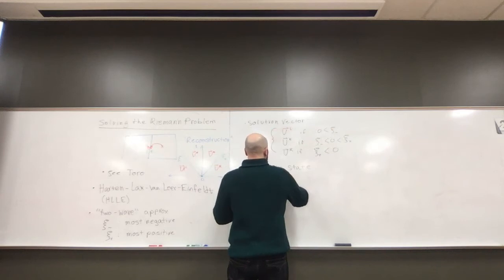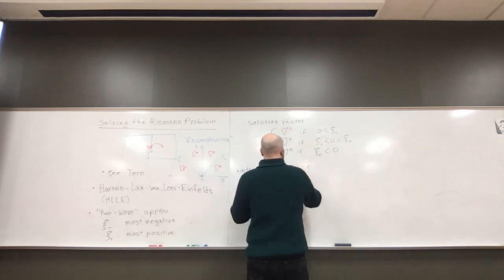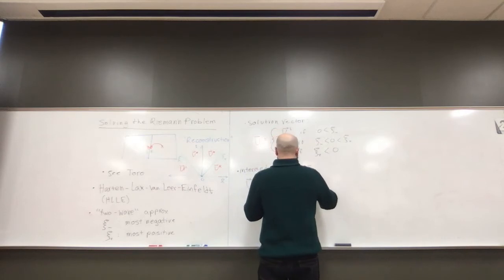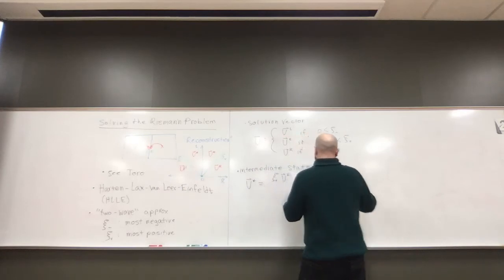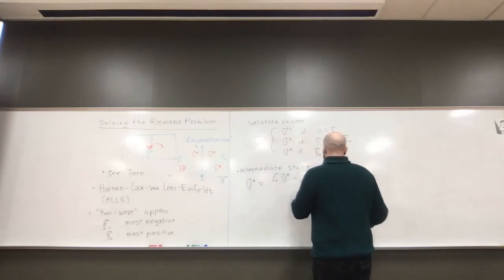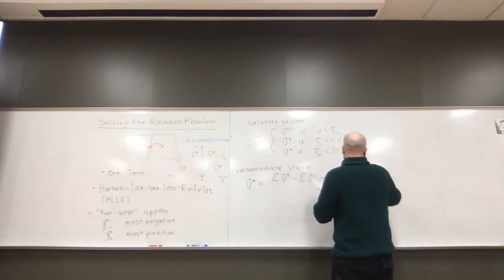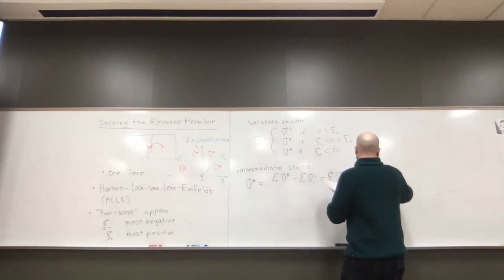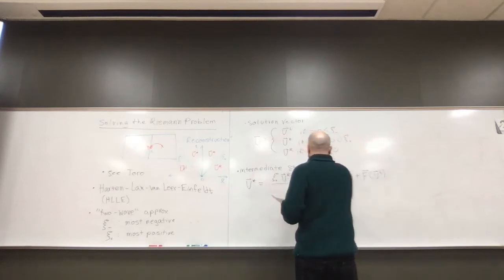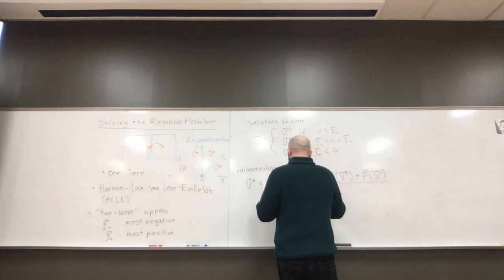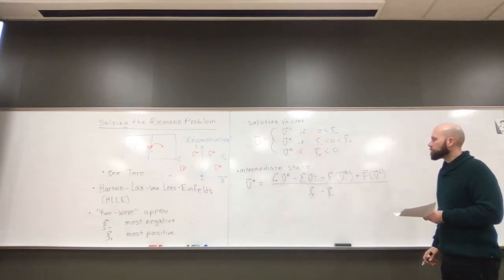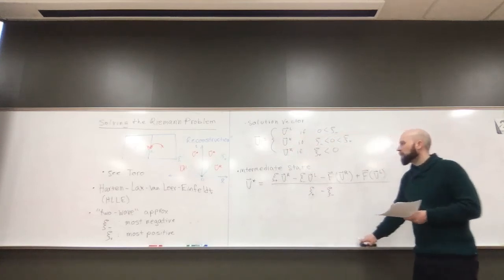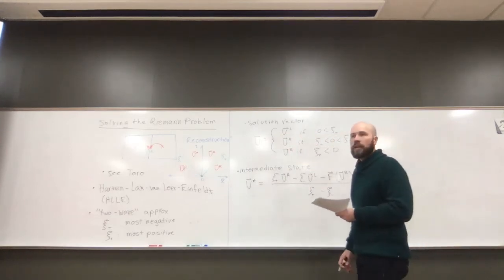Okay, so U star is equal to ξ plus U right minus ξ minus U left minus the flux operated on the right state plus the flux of the left state, all over the difference of the wave speeds, ξ plus minus ξ minus. So that's how I would compute the intermediate state in the HLLE approximation.